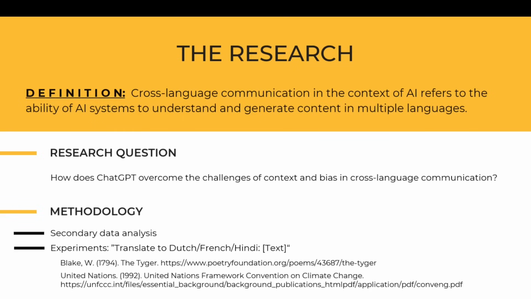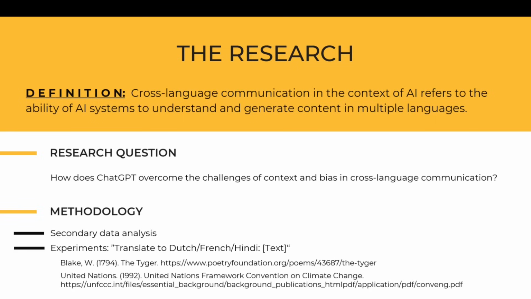We also used an experiment as one of our research methods, where we let ChatGPT translate a poem and a governmental paper into different languages. As for the poem, we used the poem Tiger by Blake, and as the governmental text, we used the United Nations Framework Convention on Climate Change.